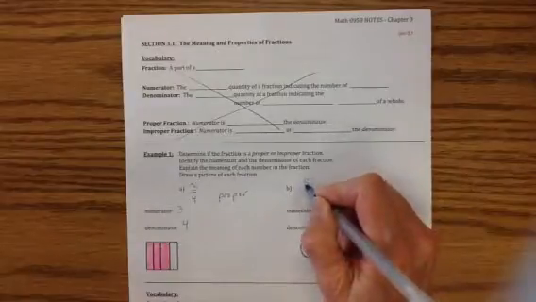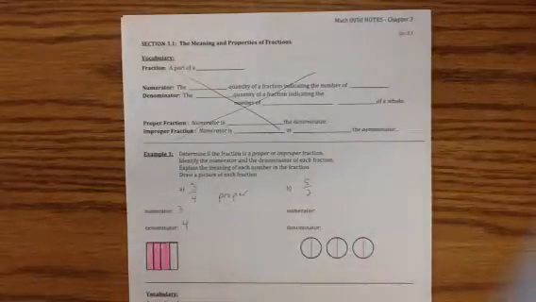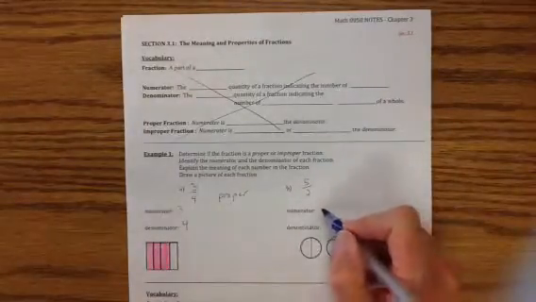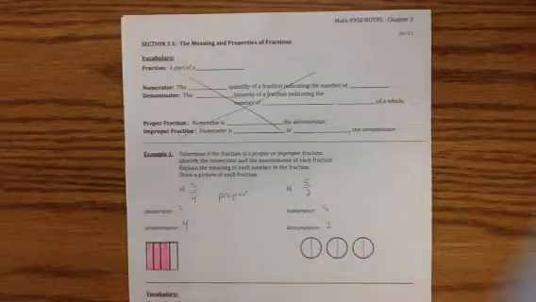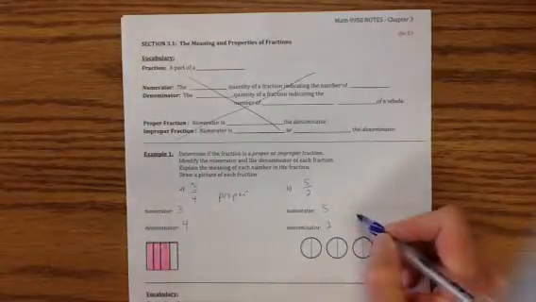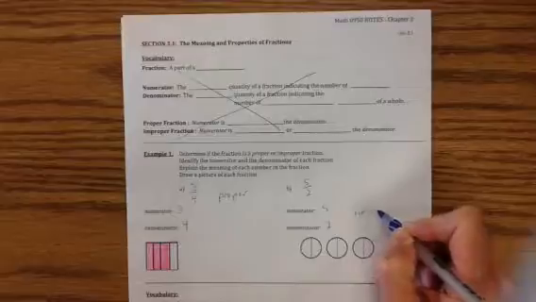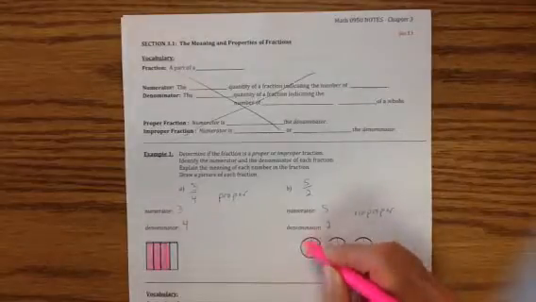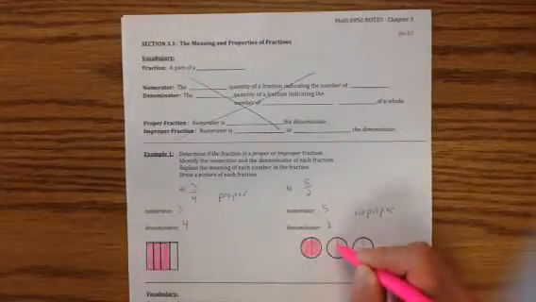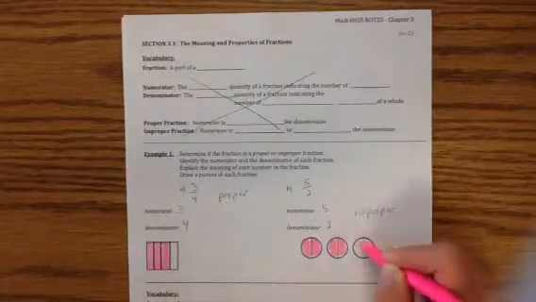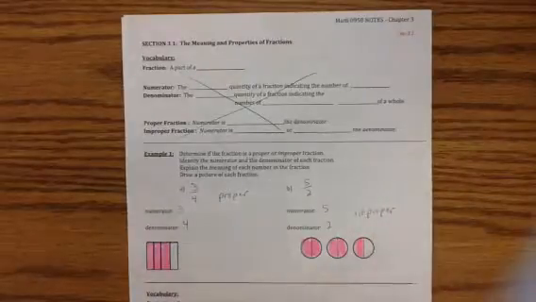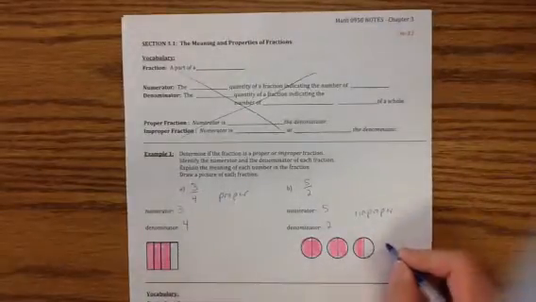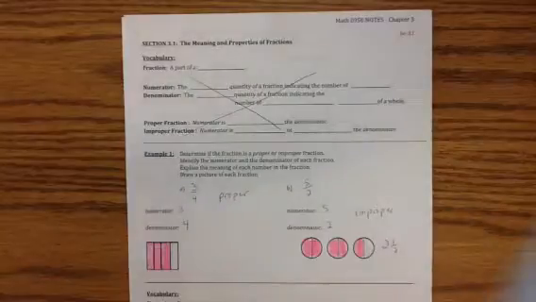If I color in 3 sections out of 4 to make that whole, it all fits inside of 1. But if I have a fraction like 5/2, the numerator is 5 and the denominator is 2. Improper, right? I think your assignment has you determine some of those things. But I'm going to color in 5/2. 1, 2, 3, 4, 5. Well, that's way more than 1 whole. In fact, that's 2.5, right?